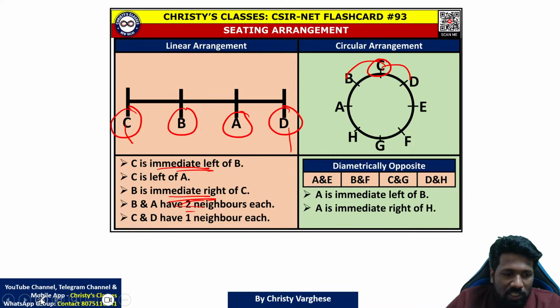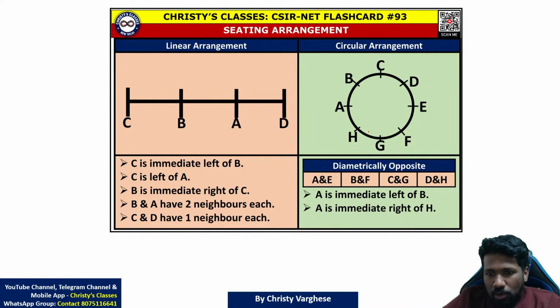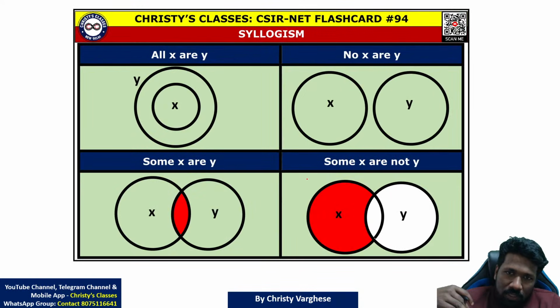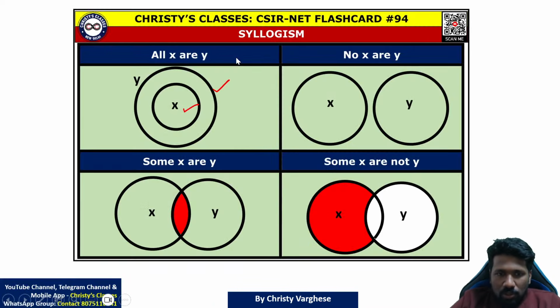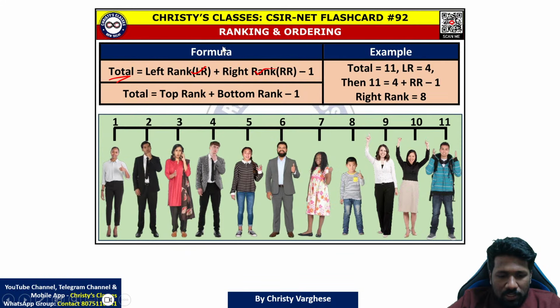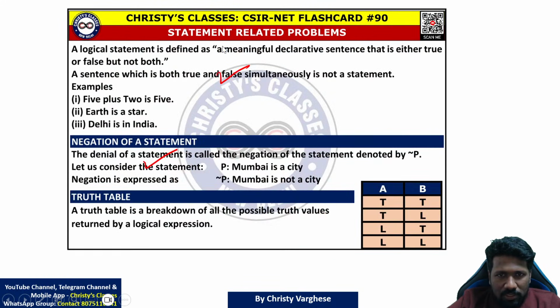Now circular arrangement में one important aspect is diametrically opposite people. मतलब वो दो people के बीच में एक diameter draw कर सकता है. C and G, A and D, B and F, D and H, etc. Then syllogism questions. These ideas are important. Venn diagram draw करने वाला x subset of y, for all x are y, no x are y, these things.